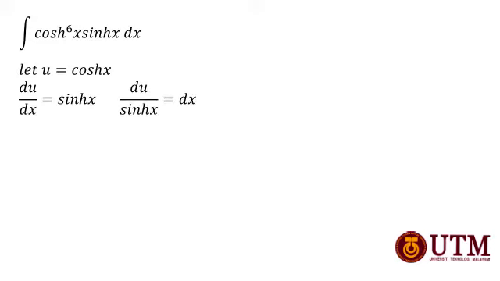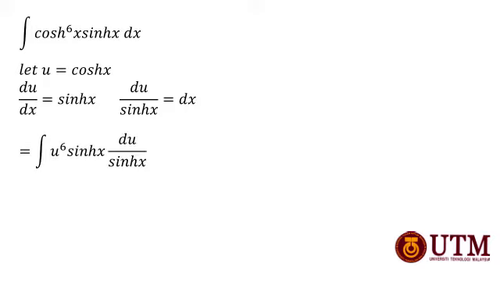Okay, now for this question, we need to integrate cos hyperbolic x to the power of 6 multiplied by sin hyperbolic x with respect to x. I'm going to use the substitution method. First, we need to let u, or any other variable, equal cos hyperbolic x. And then we need to find the derivative, which is sin hyperbolic x. And after that, I want to find the dx in terms of du. So you will get dx equals du over sin hyperbolic x.